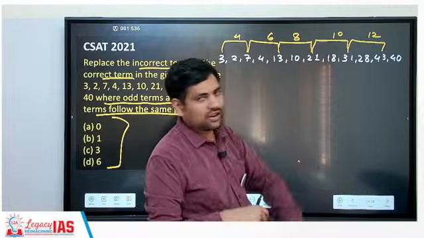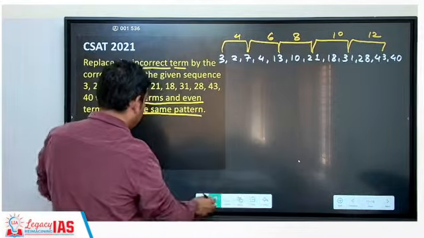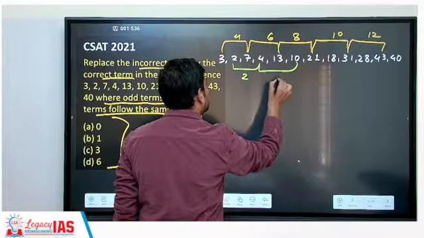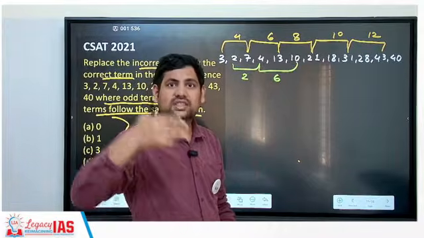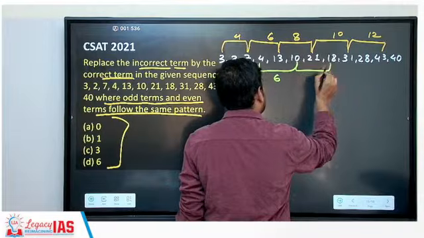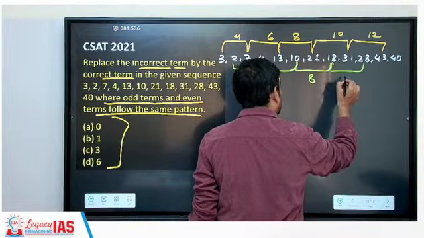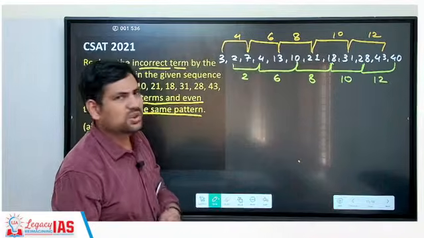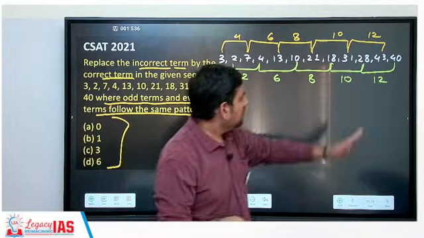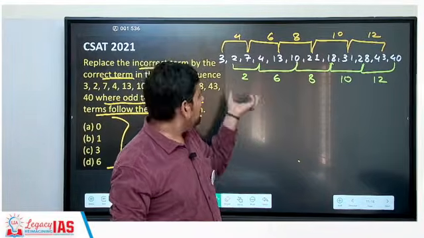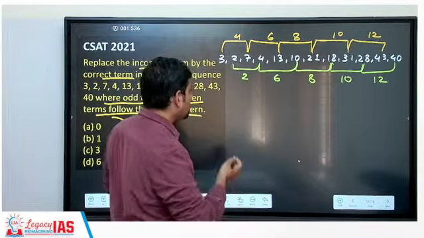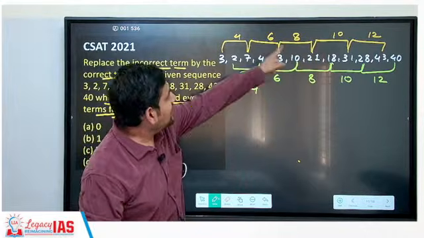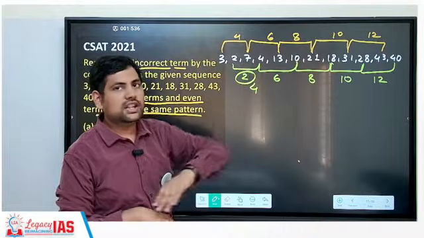Correct. So let's check the even terms now. So 2, 4, what is the difference? 2, 4 and 10, difference is 6. Maybe it is like 2, 6, 10, maybe. Then 10 and 18, difference is 8. Then 18 and 28, difference is 10. Then 28 and 40, difference is 12. Now this is not looking like a good series. Why? Because 12, 10, 8, 6 I understand, but this should not have been 2. This should have been 4. Then it would have been exactly like the series above, which is 4, 6, 8, 10, 12 difference.